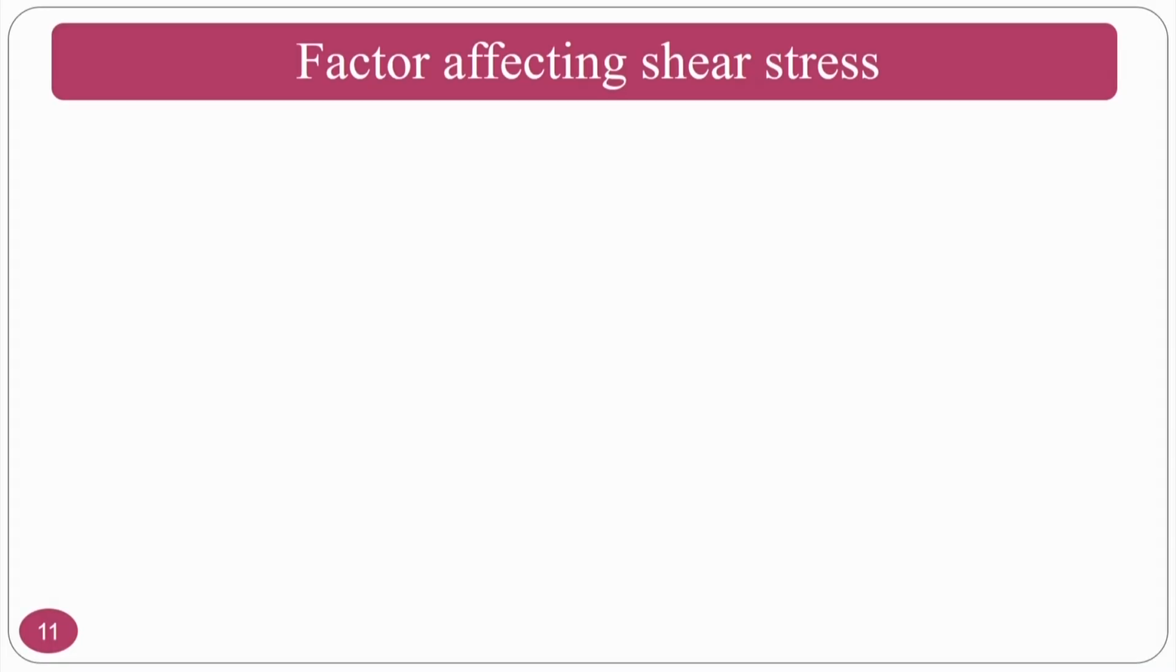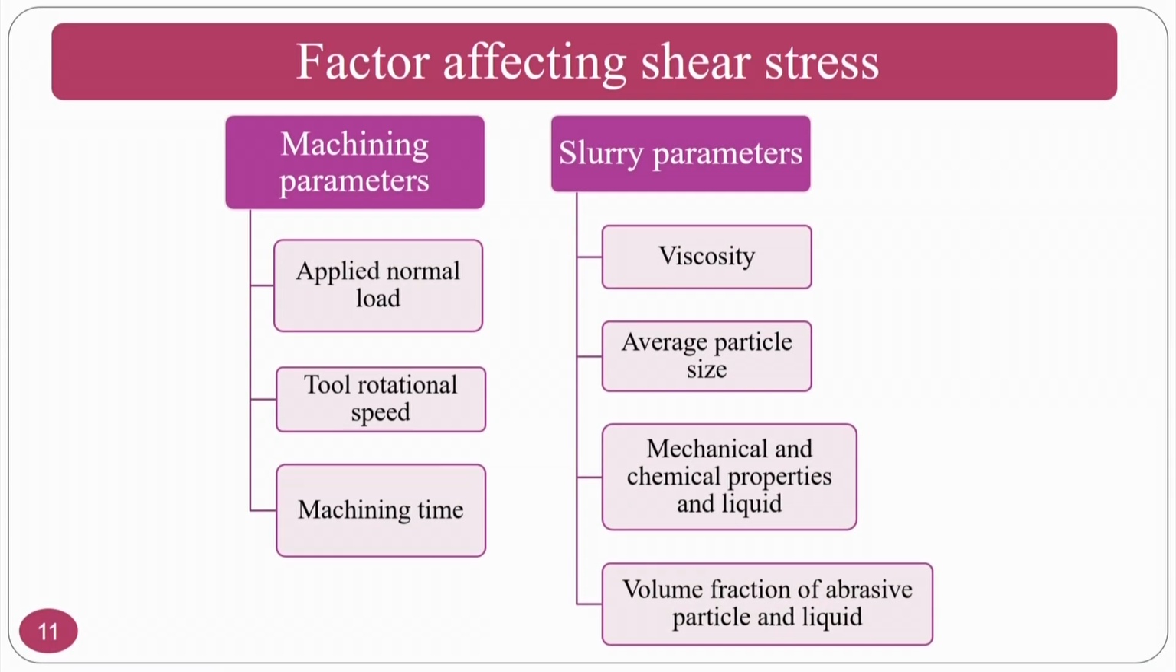So, factors affecting the shear stress. Normally, the first one is the machining parameters, that is, the applied load: how much load the machine is applying on the sphere, so that it will give some pressure on the fluid. The tool rotational speed is how fast you are rotating the sphere, so that you will give the shearing action to the fluid.